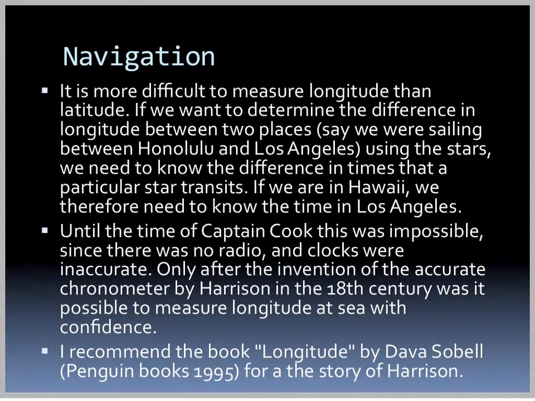If you want to determine the difference in longitude between two places, say between Honolulu and LA, using the stars, we need to know the difference in times that a particular star transits. If we're in Hawaii, we therefore need to know what the time is in LA. Until the time of Captain Cook, that was impossible since there was no radio and clocks were inaccurate. They only had pendulum clocks, which don't work very well at sea. So only after the invention of an accurate spring-loaded chronometer by Harrison in the 18th century was it possible to measure your longitude at sea with confidence.